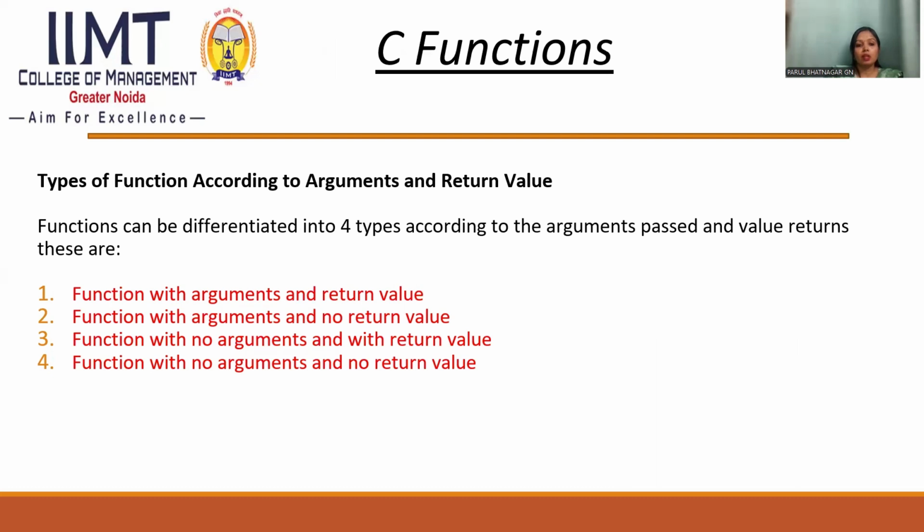Types of function according to arguments and return values. We can make functions in four ways. Number one, function with arguments and return values. Number two, function with arguments and no return values. Number three, function with no arguments and with return value. Number four, function with no arguments and no return value.